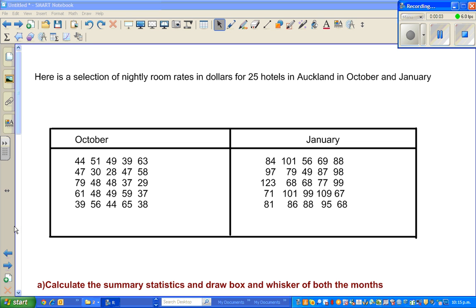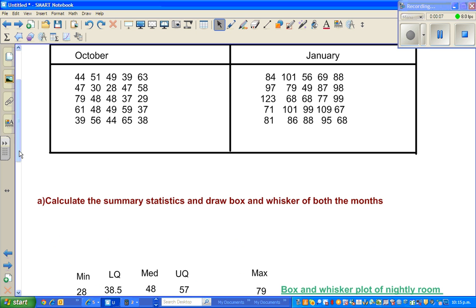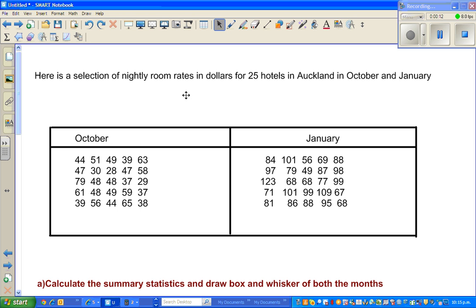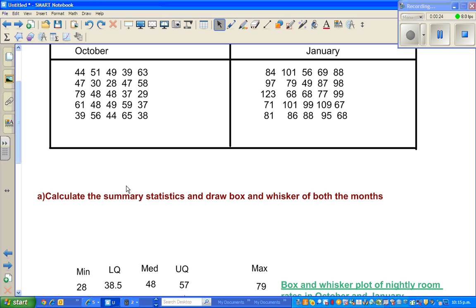Hello friends, continuing from the last video, we were in the process of drawing the box and whisker plot and calculating the summary statistics about the night room rates of 25 hotels in October and January in Auckland. So before going into doing it on a calculator, I would like to explain what summary statistics is and how it is calculated. Summary statistics is also in some books called five number summary.